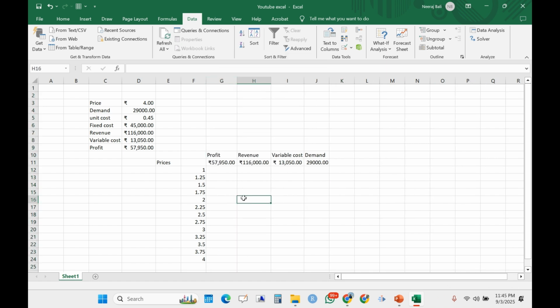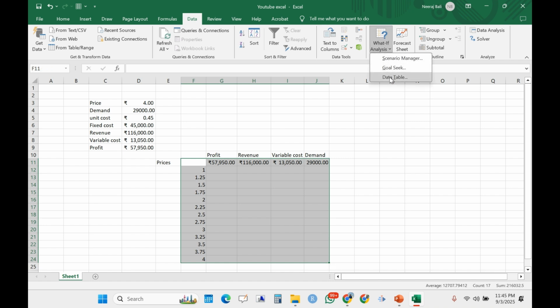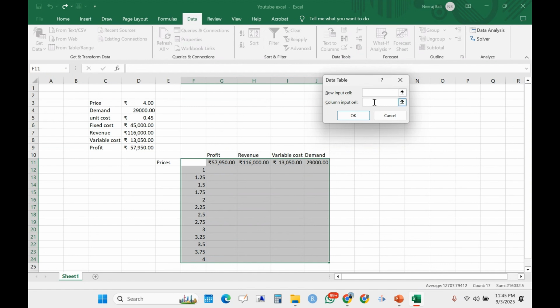Let me remove this. Now once we have done this, we just select this and go to what-if analysis and data table. Now what has to be filled in this? See, it is written row input, column input. There is no output. So what is the input we are looking at? What are we changing in the column? We are changing only the price in the column. Nothing else we are changing.